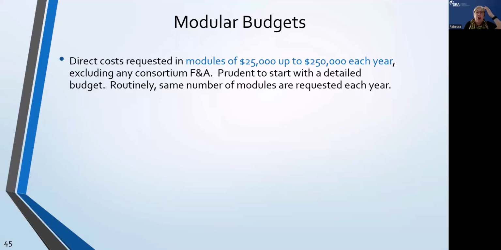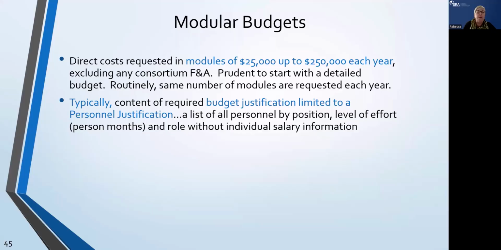Generally, there is an expectation that you will ask for the same number of modules every year. When you don't, you're going to explain why. Of course, if you buy a piece of equipment in year 1, you may be asking for an additional 1 or 2 modules that you would not ask for in the out years, for example.